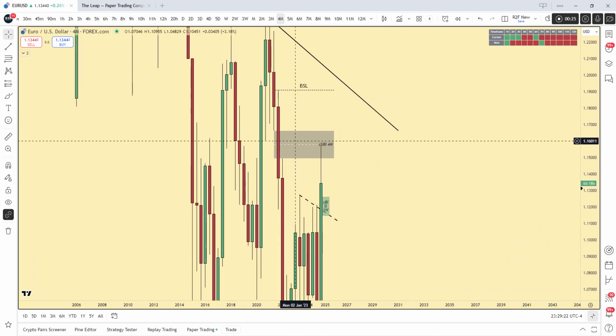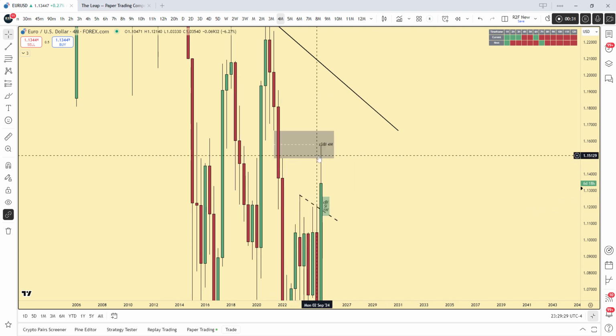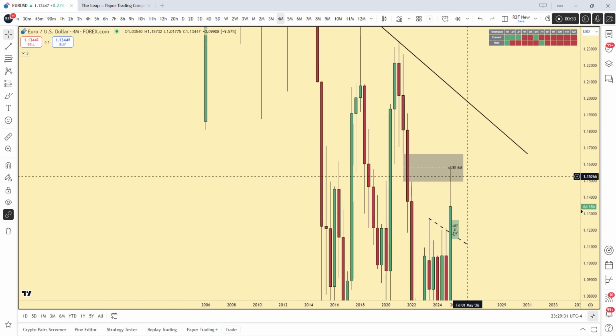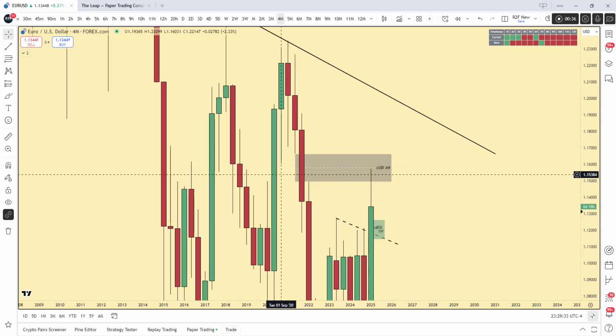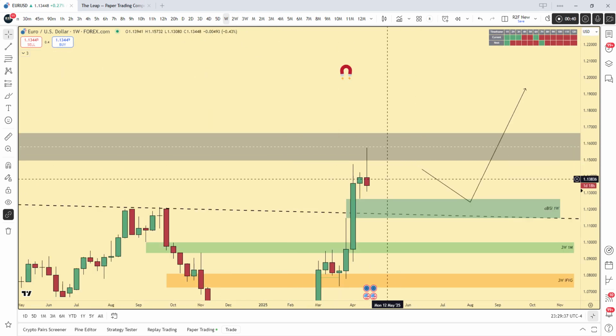All right, and just let me hide this first. Okay. Yeah, so we came almost to the consequent encroachment of that. It's like a balanced price range here as well. So we're moving up into that. Let's see how the weekly went.